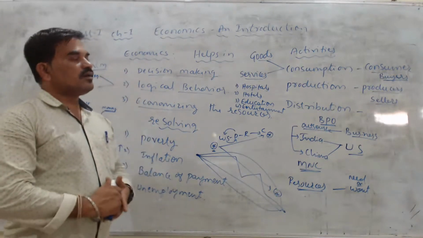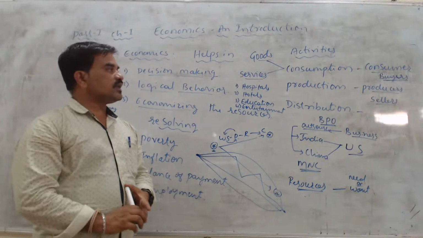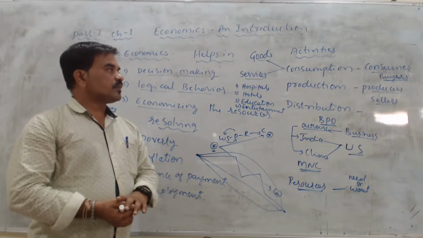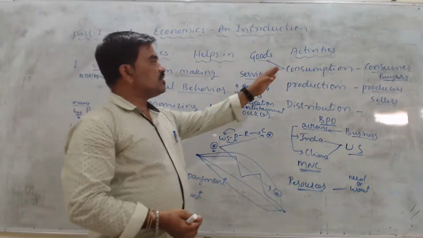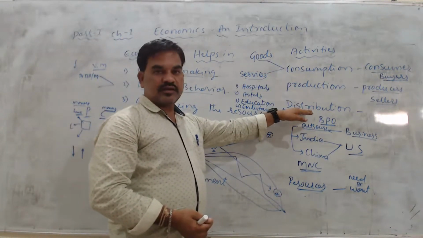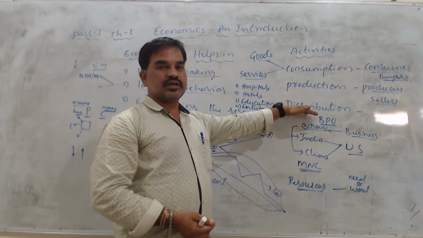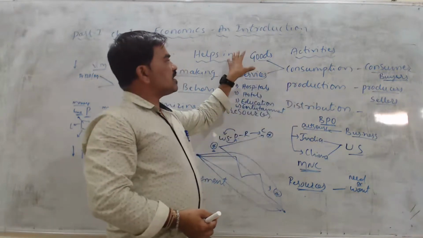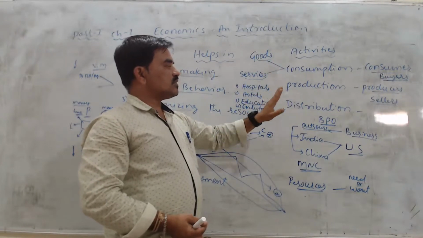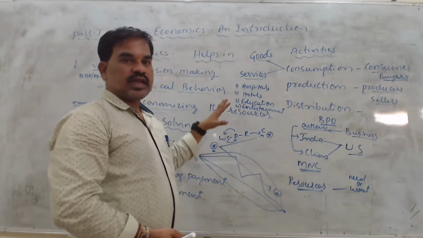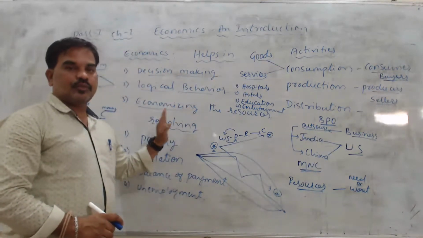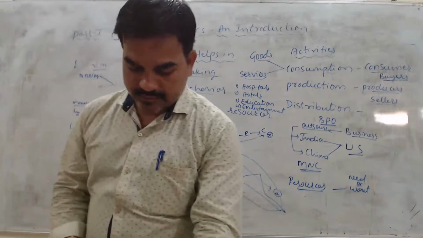So economics helps us in all these ways. That is why it is very important to understand economics. Being a consumer, being a producer, being a user of this distribution network, being a part of this distribution network, we need to understand economics to be a better consumer, producer or distributor in this network. So that is why it is very important.